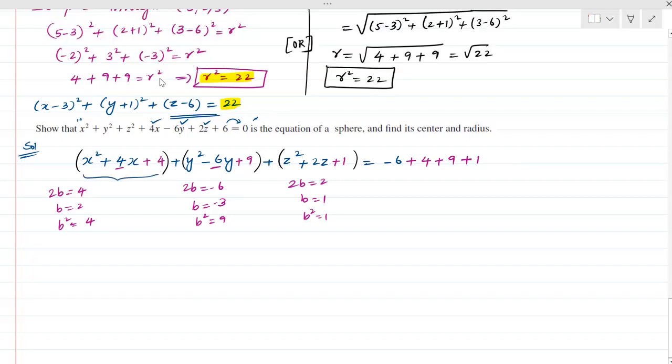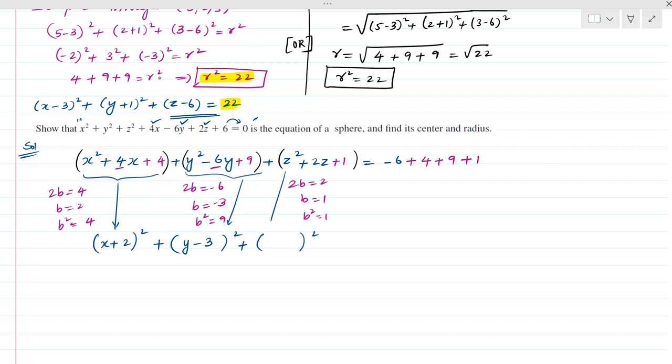Now what does this become? It becomes (x plus 2) whole square plus (y minus 3) whole square plus (z plus 1) whole square equals 14 minus 6, which is 8. So now this is in the standard form of the sphere.